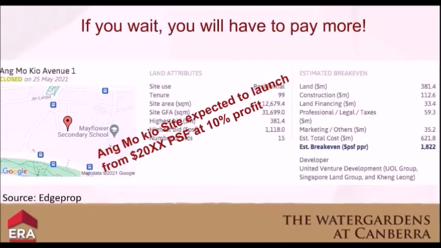For the Ang Mo Kio Avenue side, the break-even price is at 1822 per square feet per plot ratio. This one is extracted from each prop and only at 10% profit. Of course, the developer may be more greedy to look at 15 or even 20% profit. Even only at 10% profit, the Ang Mo Kio site is expected to launch from 20XX PSF. And Watergardens, we are averagely only at 1455. So what are you waiting for?